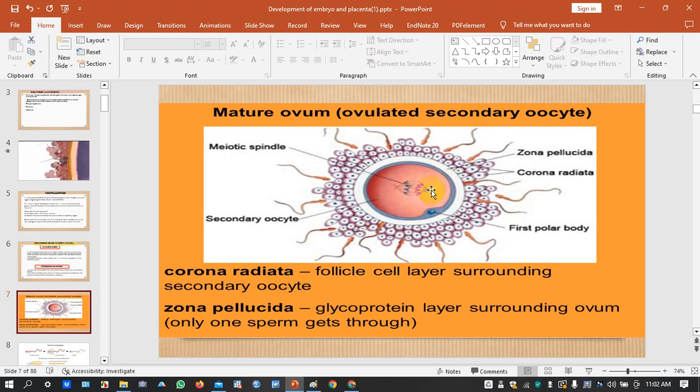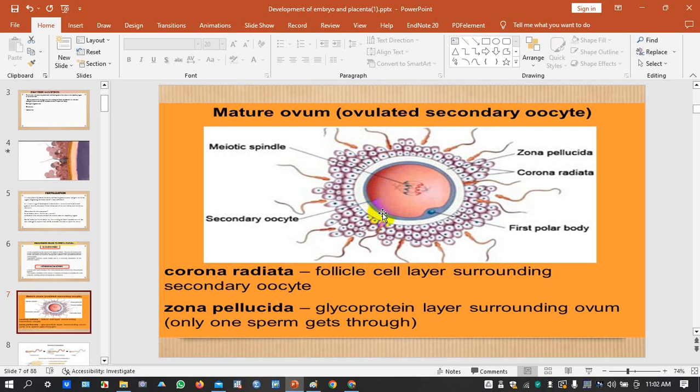So this is what happens when a sperm penetrates the egg. This is the plasma membrane. When one sperm is able to penetrate this plasma membrane, only one sperm will penetrate it. Then the egg will say, no, I will not allow any other sperm to come and fertilize me again. So the boundary will be closed. The zona pellucida will now be resistant, so no other sperm can enter.